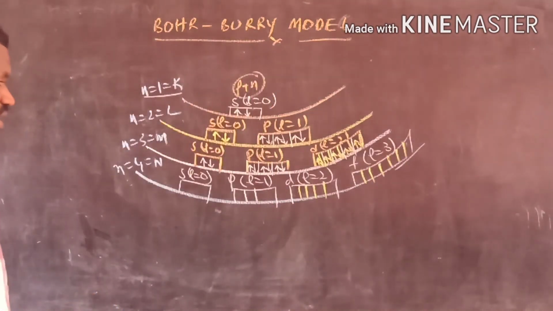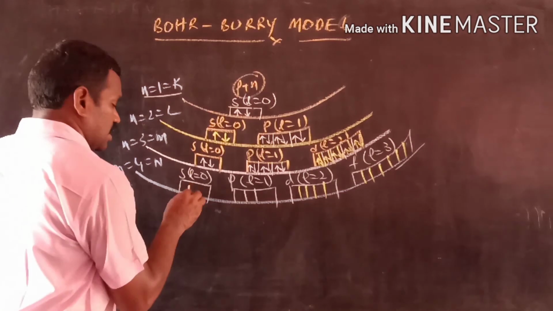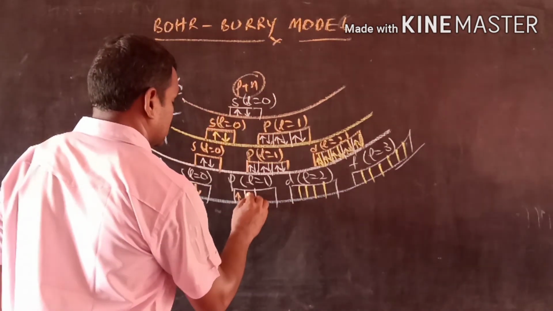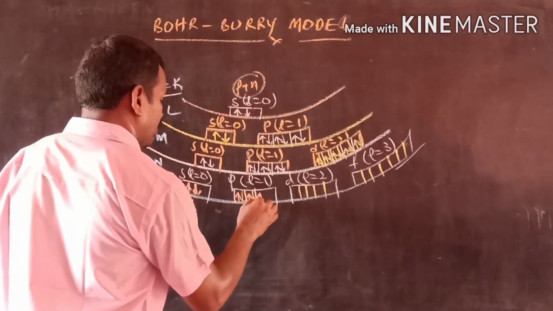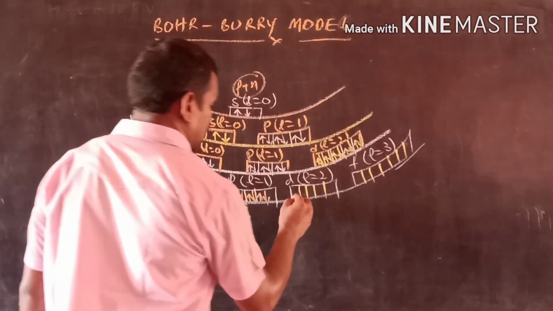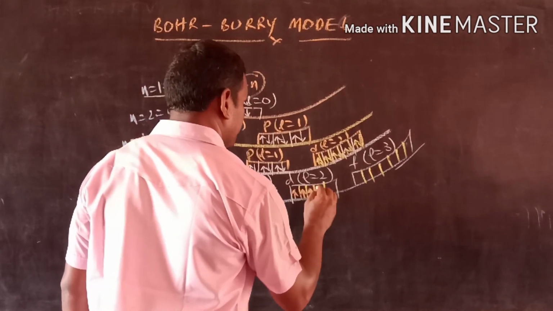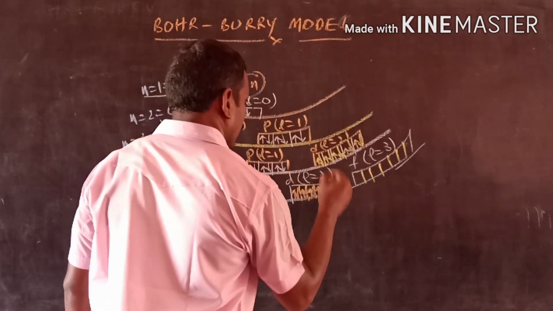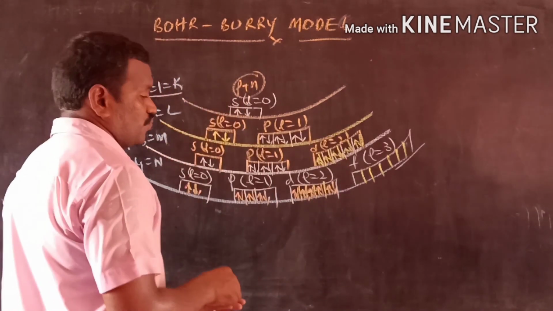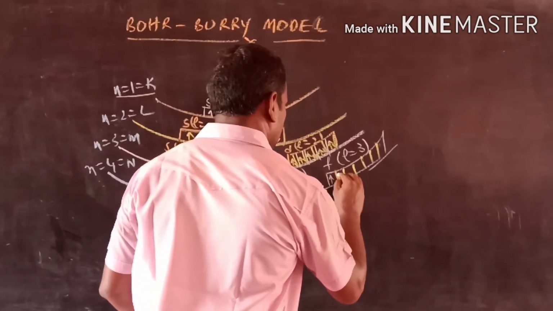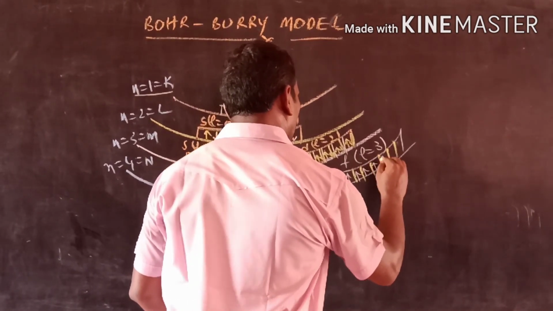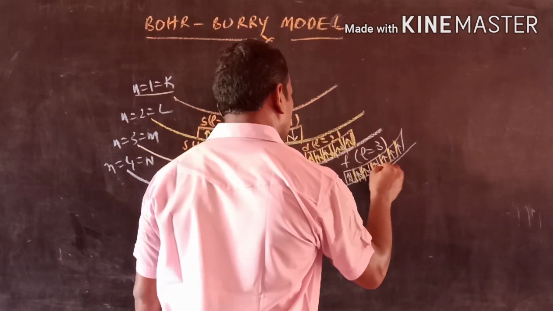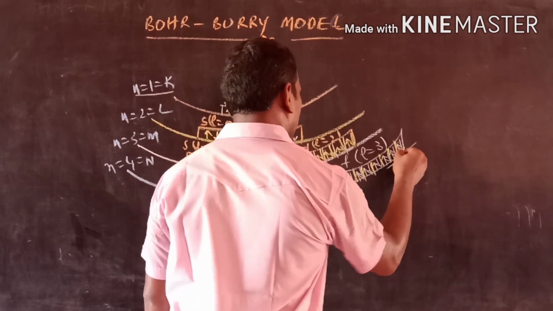Now we should accommodate the electrons. S orbital can accommodate 2 electrons. P can accommodate 6: 1, 2, 3, 4, 5, 6. D can accommodate 10 electrons. Now F can accommodate 14 electrons: 1, 2, 3, 4, 5, 6, 7, 8, 9, 10, 11, 12, 13, 14.